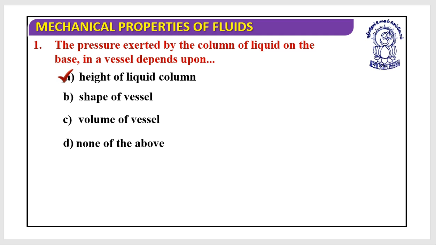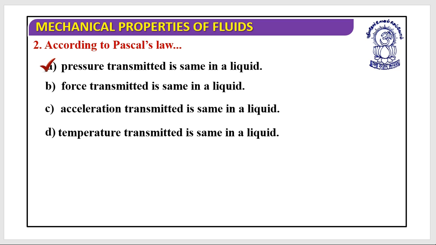Now let's look at certain quick questions. It says that the pressure exerted by the column of liquid on the base of a vessel depends upon, yes, this is going to depend upon the height of the liquid column. Shape of the vessel, no. Volume of the vessel, no. So this would be the correct answer. Next, according to Pascal's law, pressure is transmitted the same in all liquids. Force transmitted the same, no. Acceleration transmitted, no. Temperature transmitted, no. So only pressure is going to be transmitted undiminished in every direction in a liquid.